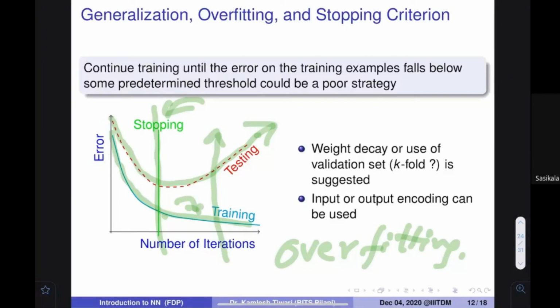Okay. So this line says that continuing training until the error on the training examples falls below some predefined threshold could be a poor strategy. Why a poor strategy? Because it is not considering the testing data, and the testing error may be higher.